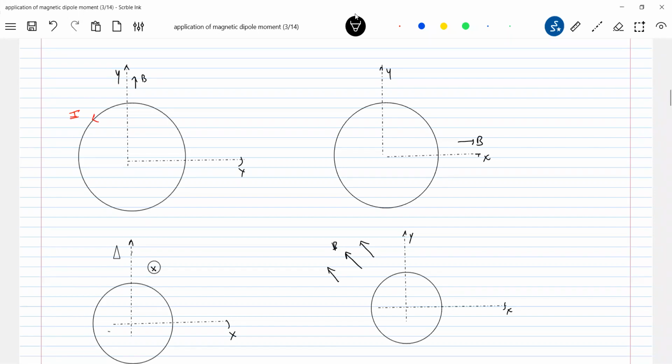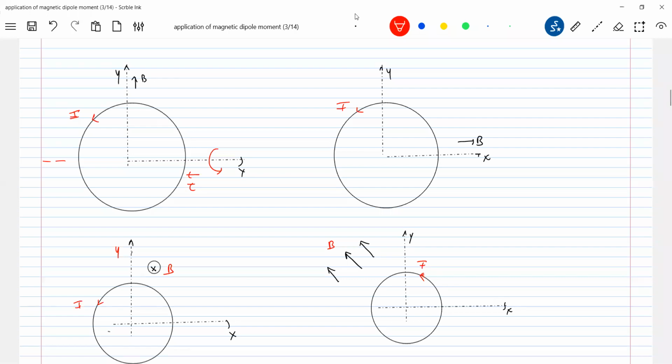Now, what is M bar? M bar will be out of the plane. In all the cases, let me pick the current in the anti-clockwise sense. First one here. So how is M bar? M bar will be along the Z axis. So M bar cross B bar, how should the torque be in this sense? The direction of torque will be along the negative x-axis, torque is set up about the x-axis.